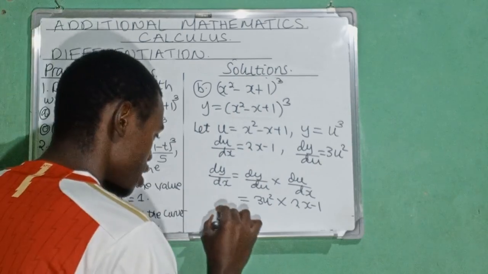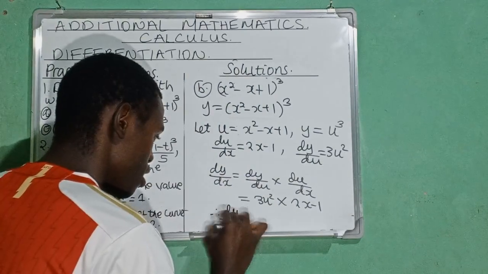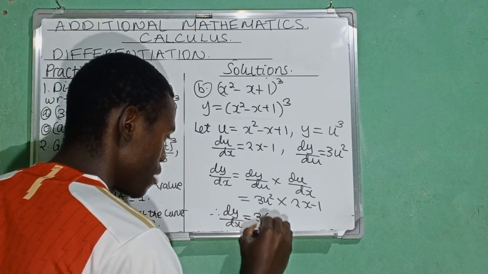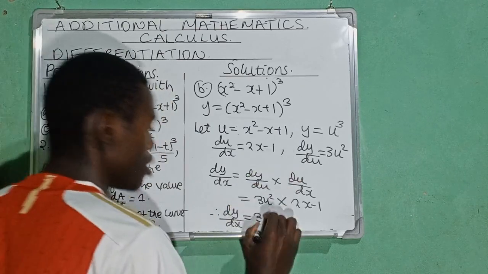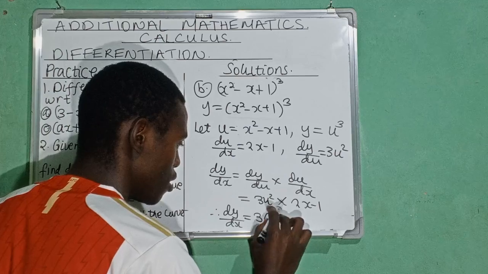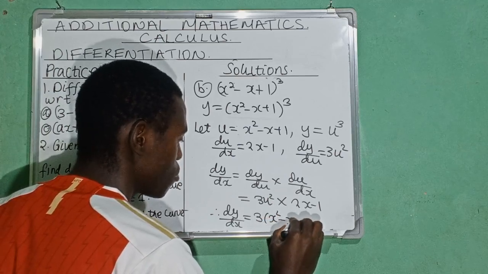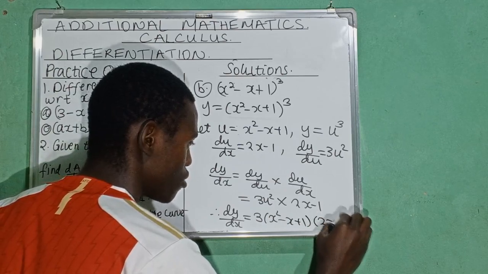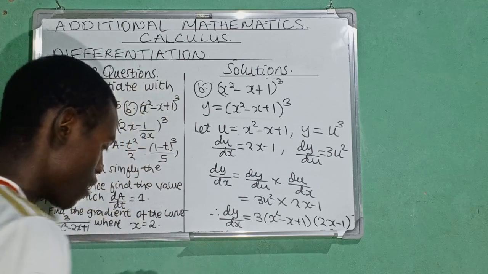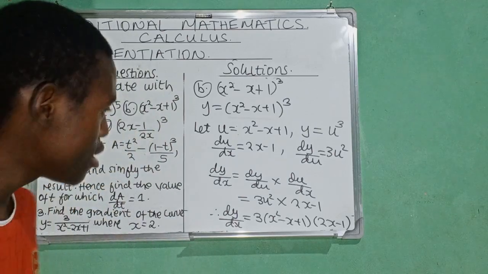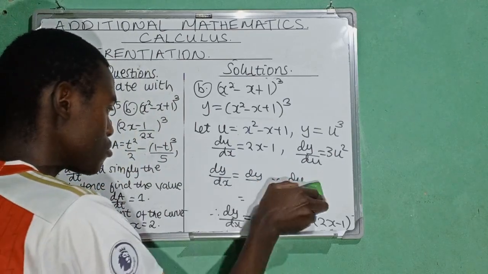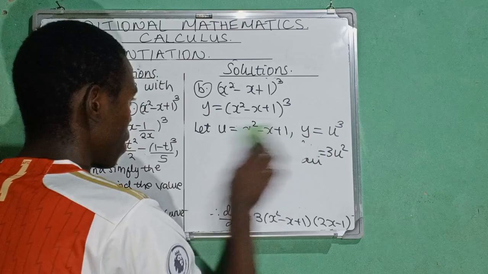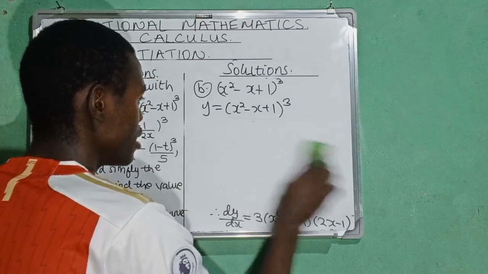To conclude, we'll say, therefore, dy dx is equal to 3 multiplied by u. u is x squared minus x plus 1, raised to the power 2, multiplied by 2x minus 1. And that would be your final answer for your dy dx. Okay, so that's using the chain rule. So we are done with that part.